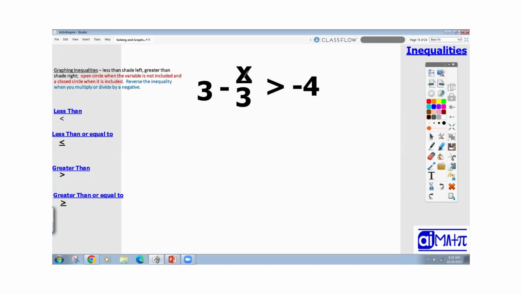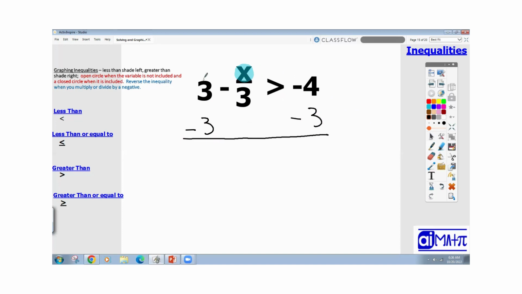3 minus x over 3 is greater than -4. When you look at some of these problems, they may be intimidating, but we don't do anything differently. We still focus on this. And if we follow the steps, it's not difficult to solve it all. So we got x being divided by -3, and then we're adding 3 to that. So we're addressing this +3 first. The opposite of +3 is -3, or subtracting by 3 on both sides.